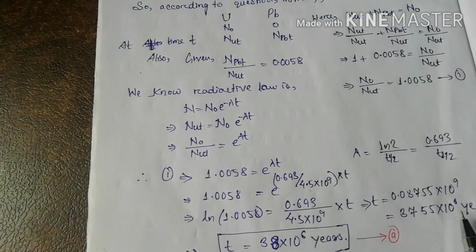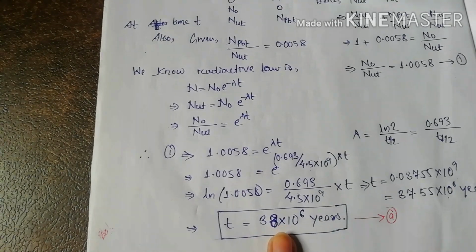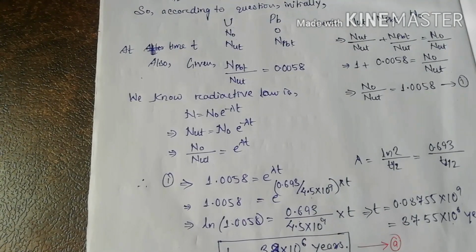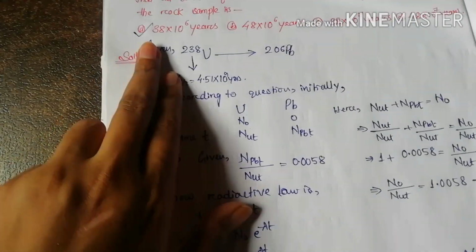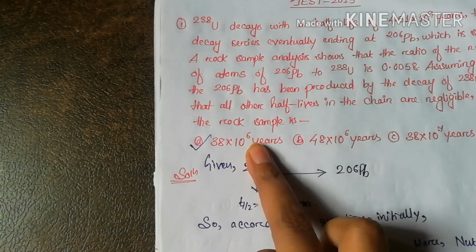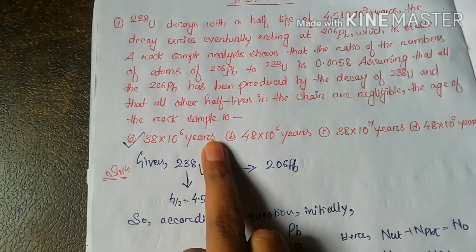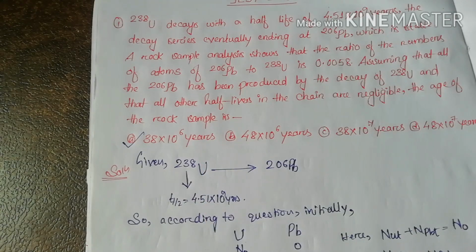0.3755, and you have to make it into 10 to the power 6 years, then it will give you 37.55, which is approximately 38 into 10 to the power 6. So the correct answer will be option A, that is 38 into 10 to the power 6 years. This is the age of the rock salt sample. So this is very simple. The only thing is that you have to go through the simple steps without skipping.